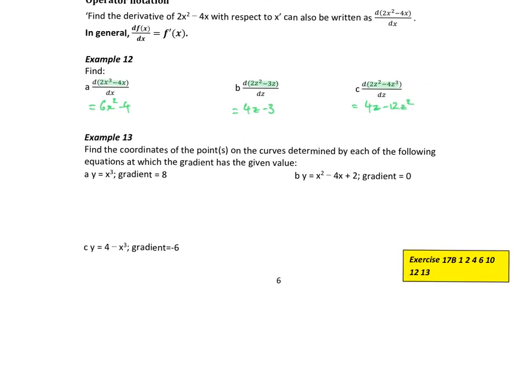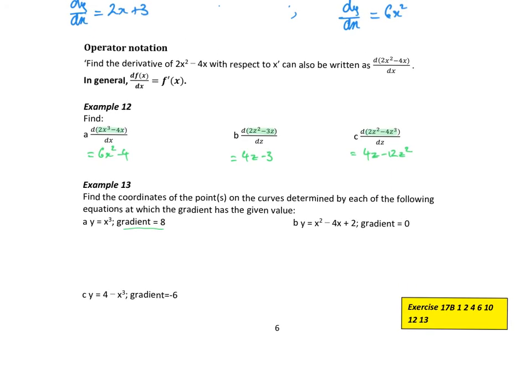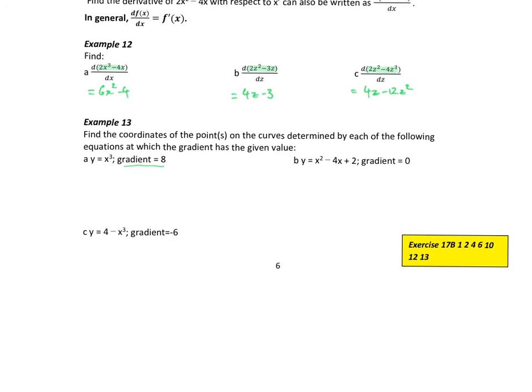Finally, if we have a little application kind of question, find the coordinates of the points on the curves where the gradient has a given value. So we try to find a point on the curve. I'll just sketch this first graph. If we have a little axis and it's a graph of y equals x cubed, and we're saying, whereabouts is the gradient equal to 8? So whereabouts do we have a really big positive gradient? Maybe it's there somewhere. Looks like there's 2 spots.